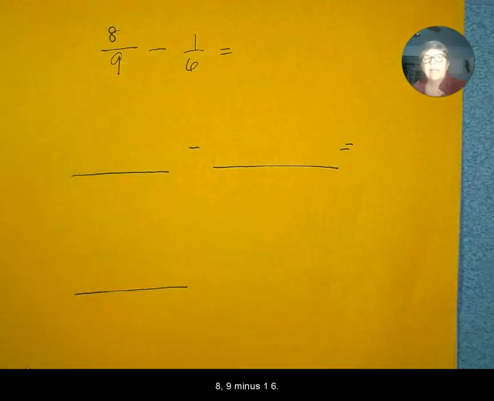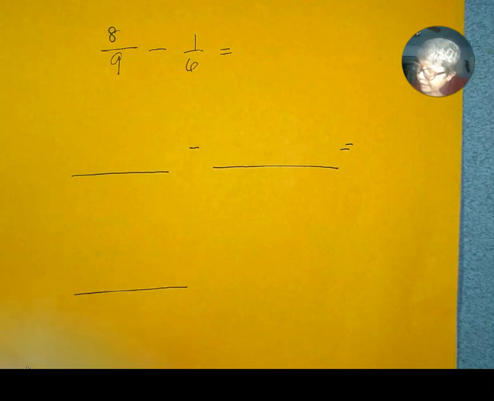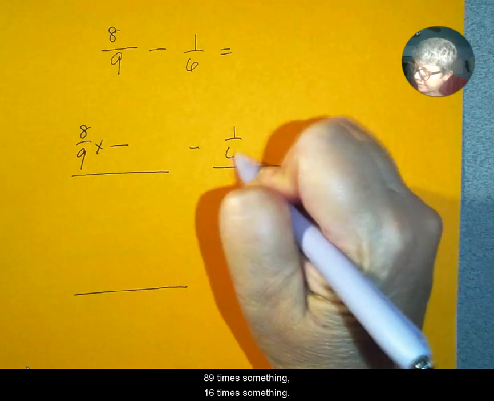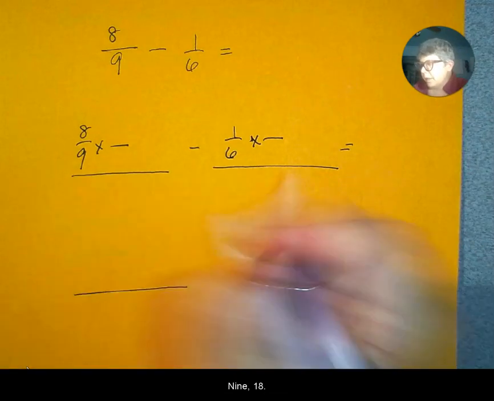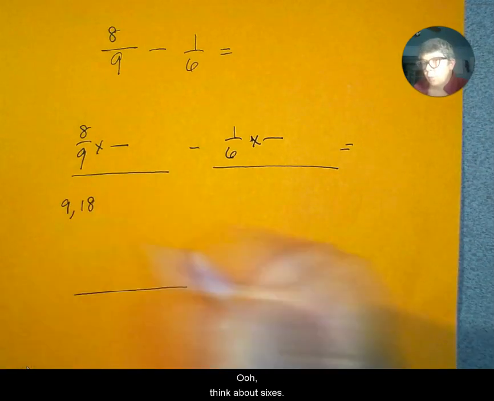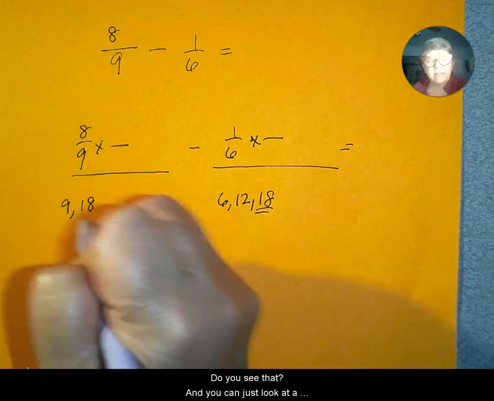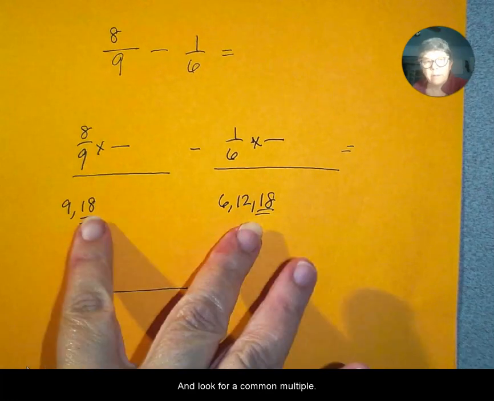Okay? 8/9 minus 1/6. Okay, let's see what we can do here. 8/9 times something, 1/6 times something. We could multiply them by each other, but 6 times 9 is 54, and that's some big numbers to deal with. Think about 9s. 9, 18. Ooh, think about 6s. 6, 12, 18. Do you see that? And you can just look at a multiplication chart if you're not too strong on this and look for a common multiple.